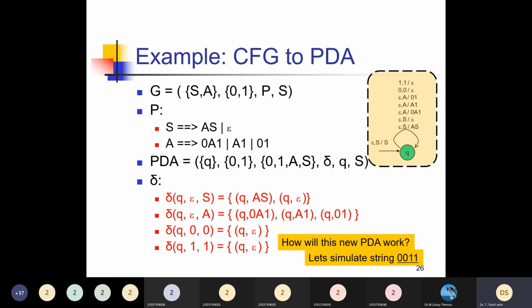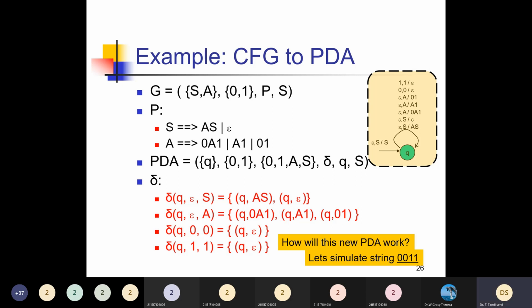So likewise, you have to write the transition function for the second non-terminal capital A. That is, instead of capital A, I have to push 0A1 into the stack. This is the first option. And then in the second rule, I have A tends to A1. So instead of capital A, I have to replace A1. And the third option, I have 01 here. So instead of capital A, I have to push 01 here. Okay, this is the construction of PDA from the given CFG.